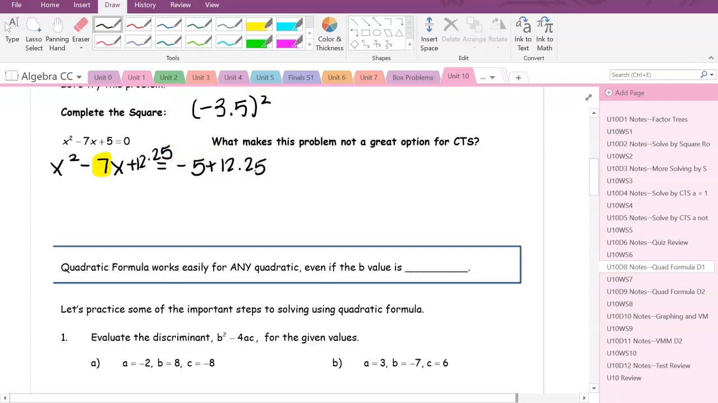This is going to make it very difficult to give an exact answer because we have these decimals that we're going to deal with while we're trying to simplify square roots. And because of this, completing the square is not really the best option. So why are we getting these decimals? Well, it has to do with our b value. And you may have noticed it's specifically a 7. So the quadratic formula works easily for any quadratic, even if the b value is odd.